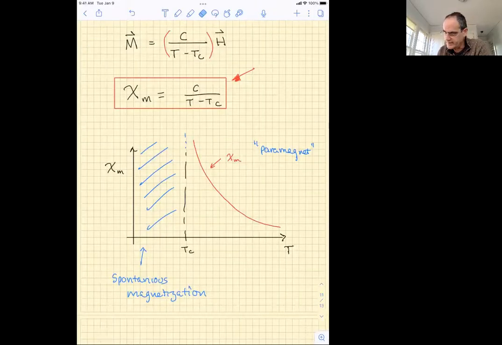So we developed an expression for the magnetization, which led to an expression for the susceptibility in the limit that the temperature is above the Curie temperature here. And we found that the susceptibility increases as the temperature decreases towards the Curie temperature and finally diverges at the Curie temperature. Below the Curie temperature, the system exhibits spontaneous magnetization. We don't need any external field to get the spins to line up. So now, let's see if we can use mean field theory to understand that.